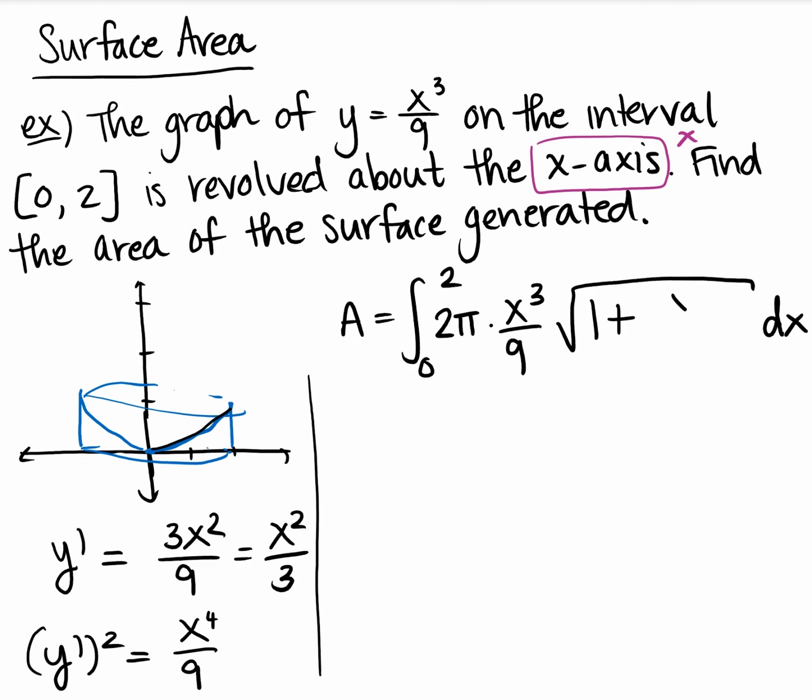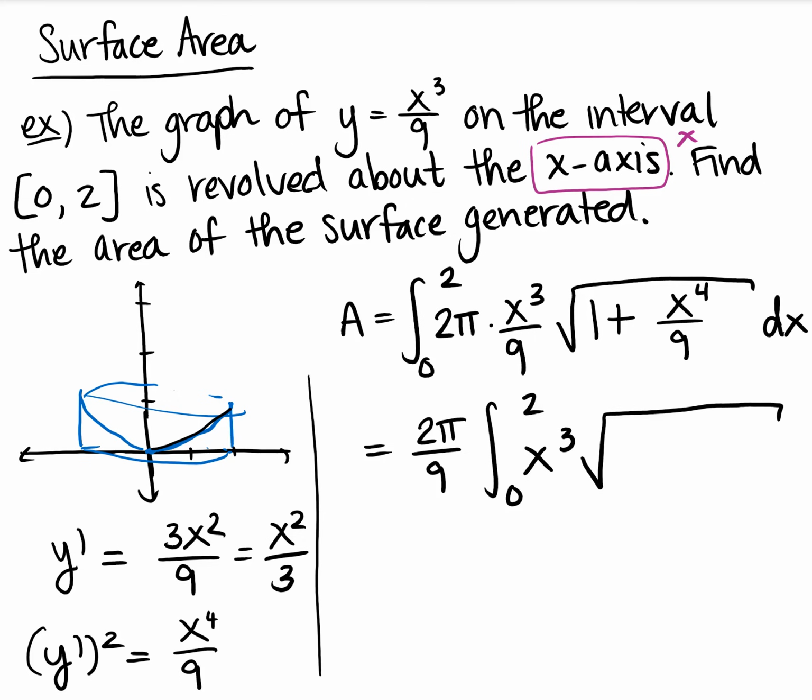So I'm going to square this, and I'm going to get x to the 4th over 9. And I am just going to pull out some of my constants here. So I have that 2 pi over 9 I can pull out. I'm integrating from 0 to 2. I have this x cubed, and now I have the square root of 1 plus x to the 4th over 9.